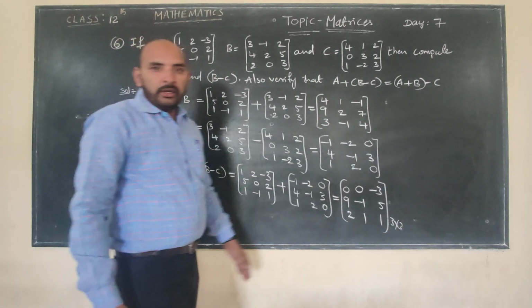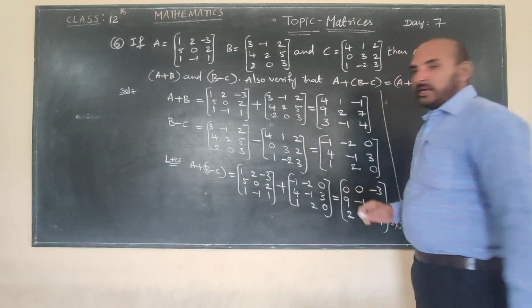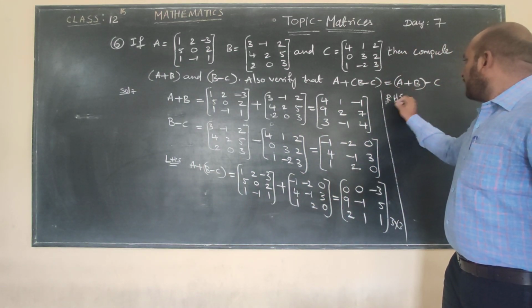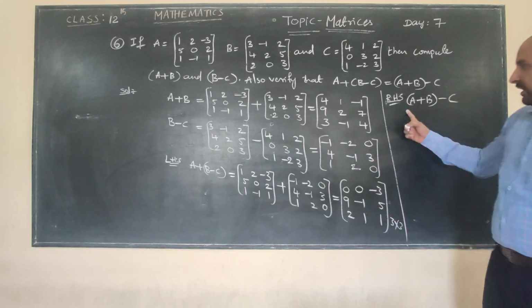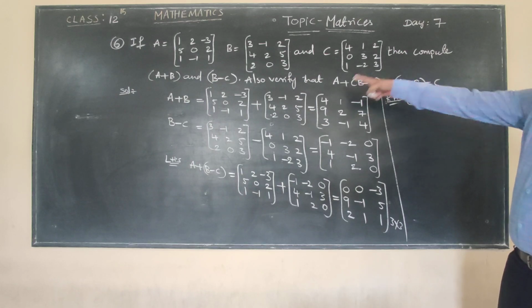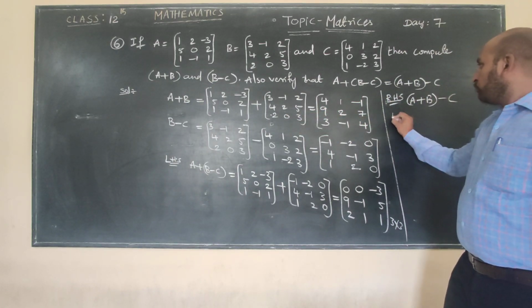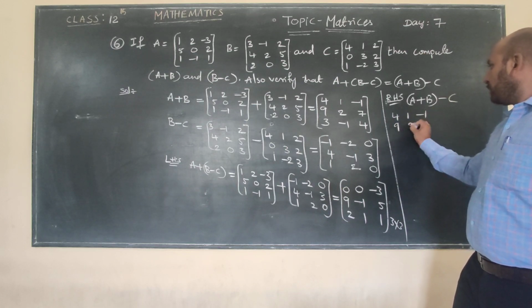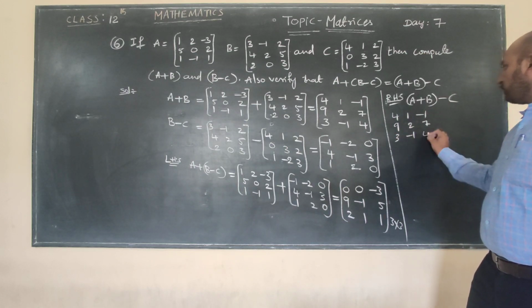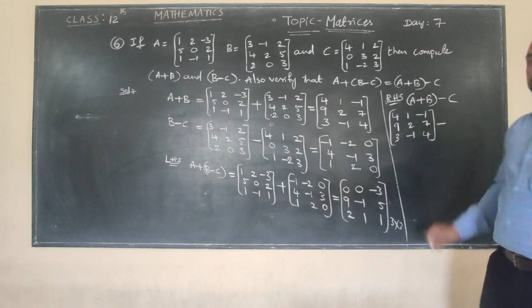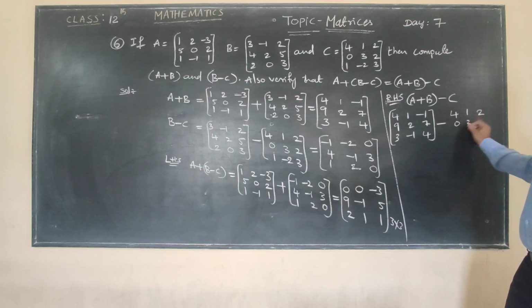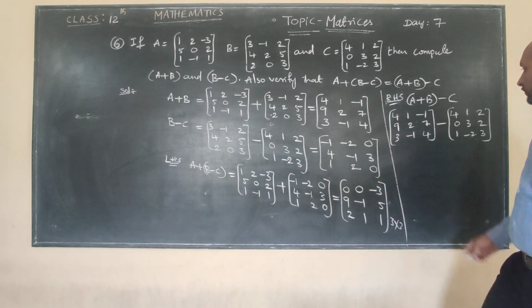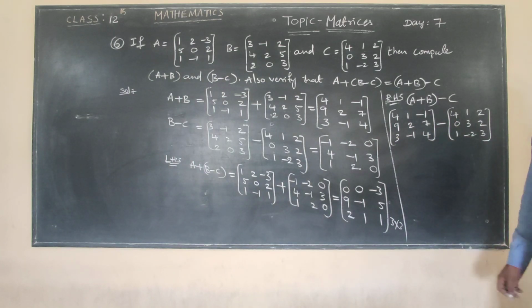Now coming to the right hand side matrix. Right hand side value, which is equal to A plus B minus C. Now here, what is A plus B? A plus B we have already done. Here 4, 1, minus 1, 9, 2, 7, 3, minus 1, 4, minus the C matrix, which is this one: 4, 1, 2, 0, 3, 2, 1, minus 2, 3. So now the difference between these two matrices.